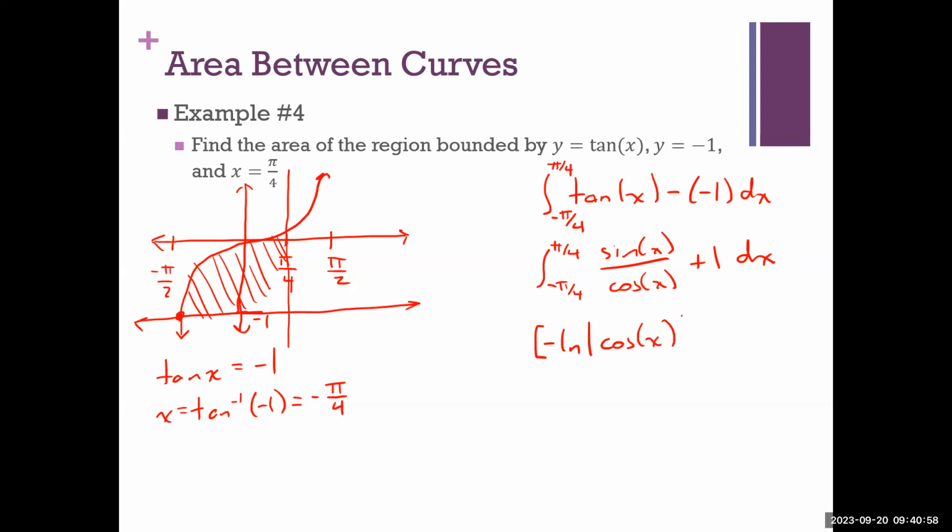which I think for our bounds, the absolute value is not going to matter. So negative natural log of absolute value cosine x plus x, from negative pi over 4 to pi over 4.